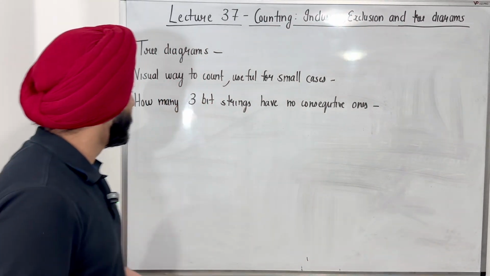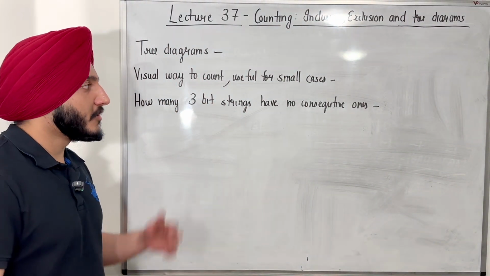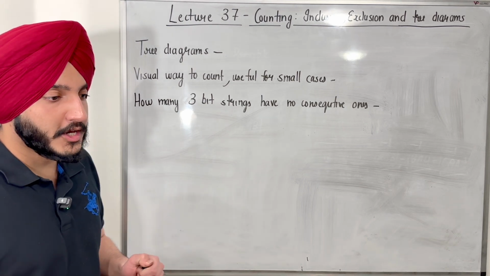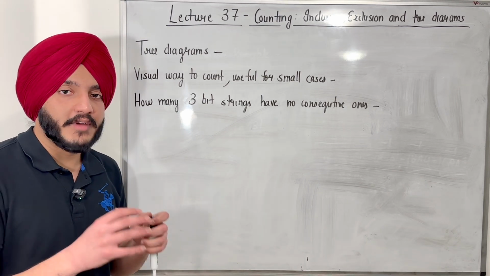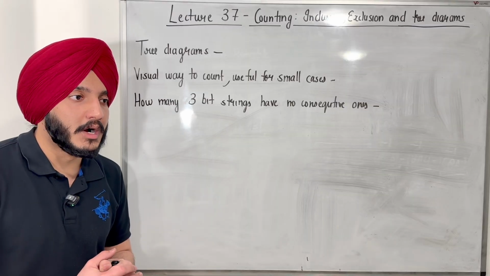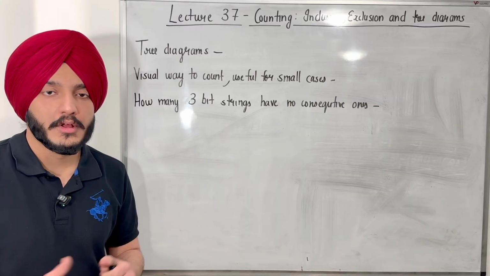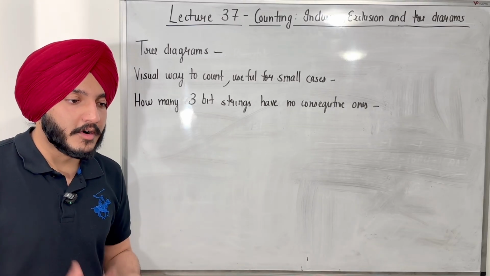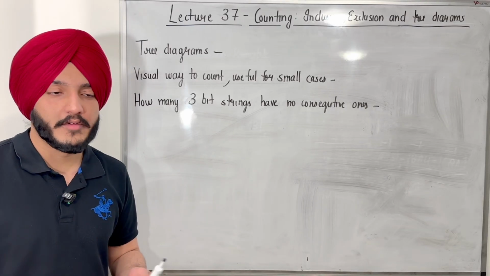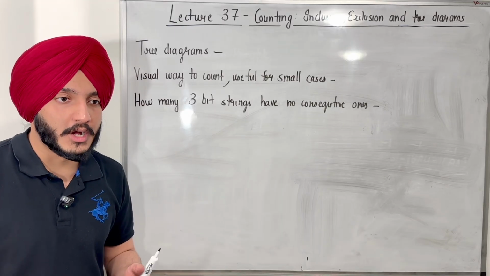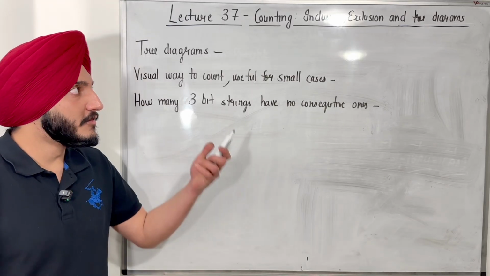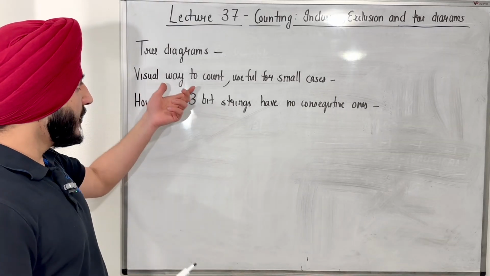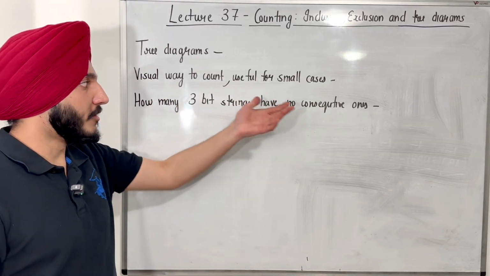Okay, guys, let's understand the tree diagrams, right? Now, this is going to be a very important concept once again. You don't usually use it, but for very small examples, it helps out a lot. And it's not just limited to discrete math. Even personally, I've used it a lot of times in solving LeetCode problems or other sorts of coding problems too. Tree diagrams really come in handy, right? It's basically a visual way to count, useful for very small cases.